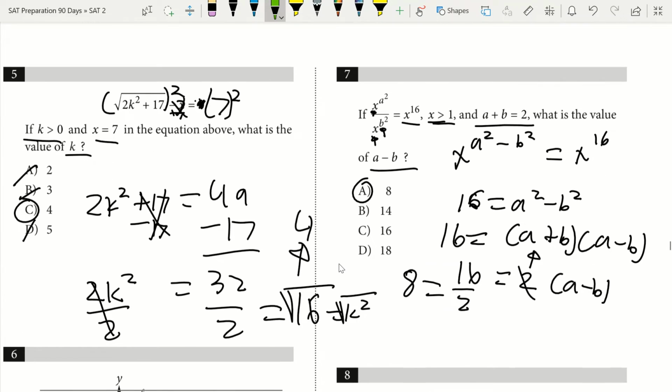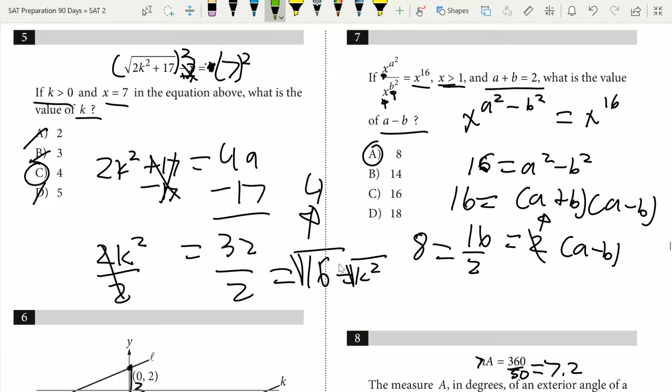Number 5. Okay, I've got k being positive. X is 7. If x is 7, I got to add x to each side. So I've got a 7 here. I square it. That's going to give me 49. Okay, the square root's gone because I squared it. At that point, I subtract 17 from each side. That's going to give me 32.